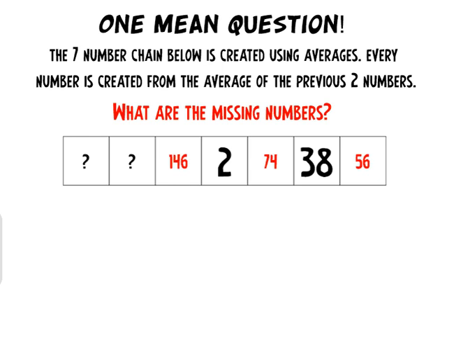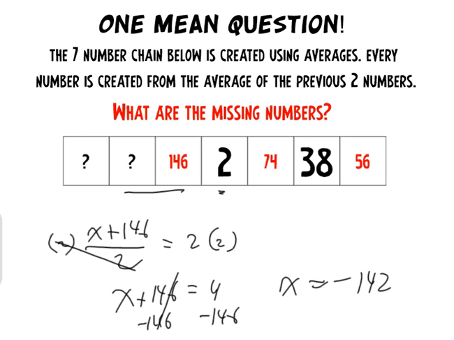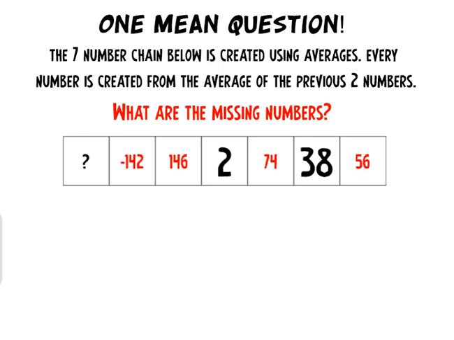And we'll repeat the process. x, which is right here, and the 2 previous numbers: x plus 146 divided by 2 has to equal this number here. So these 2 added together and divided by 2 must equal 2. I'm going to multiply both sides by 2. x plus 146 equals 4. I'm going to subtract 146 from both sides, and x must be negative 142. So this number here must be negative 142. Not as hard as you thought it was, is it?